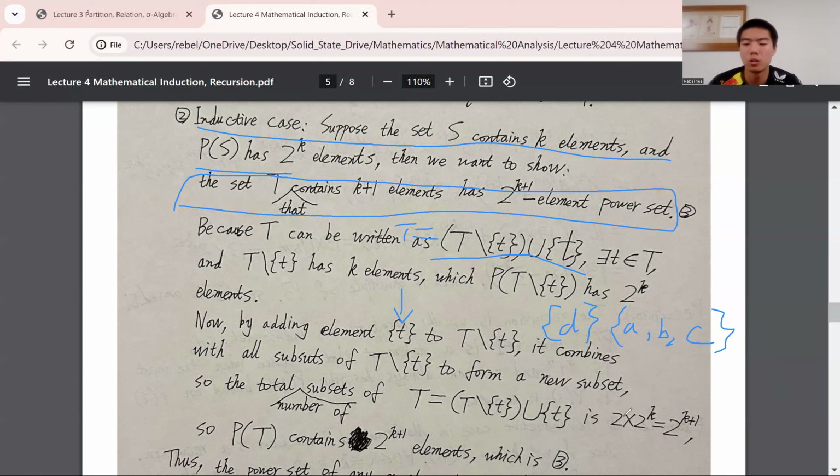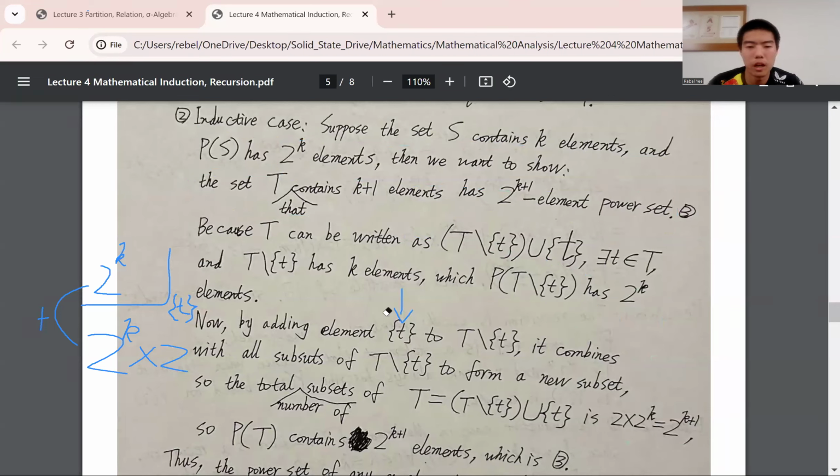So there are 2 times 2 to the power of k, which is 2 to the power k plus 1. And why we times 2 is because originally it has 2 to the power k elements. This is the original. And when you add an element t back to it, it will form 2 to the power of k new subsets again. So adding them together is like times 2. So this is how we get it to the end. All right, I think that's basically the proving idea for this one.